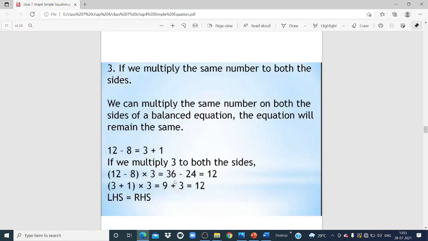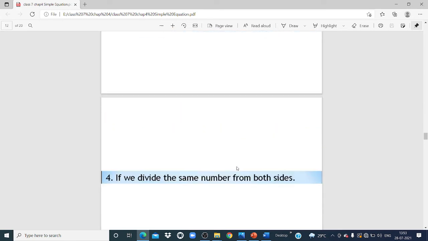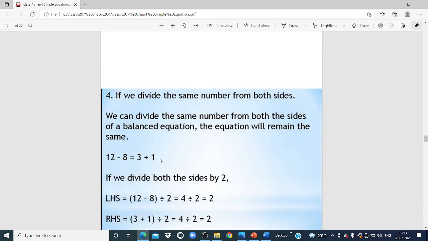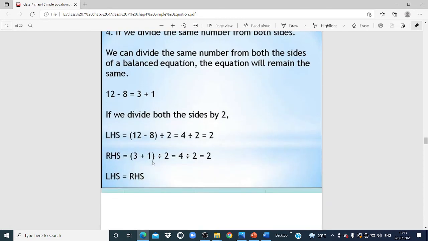So whenever we are multiplying by any number, that time we should multiply LHS as well as RHS. After that we will get the balance equation again. Same for division also. If we divide by the same number to the LHS as well as RHS, the equation will remain the same. Yes, my dear students, understood about the balance equation? This is about the balance equation.